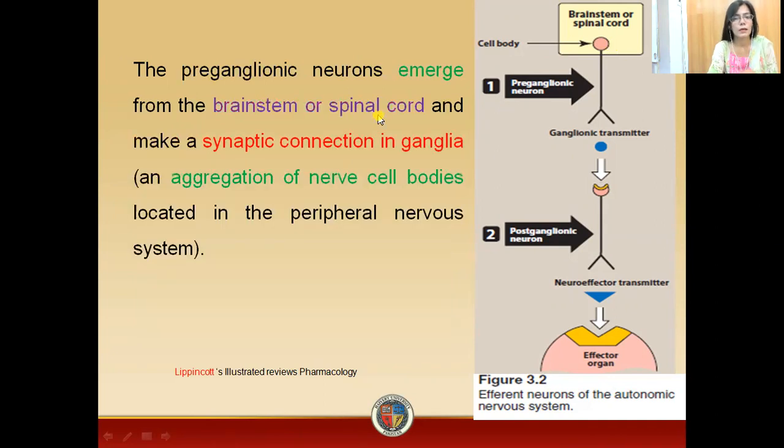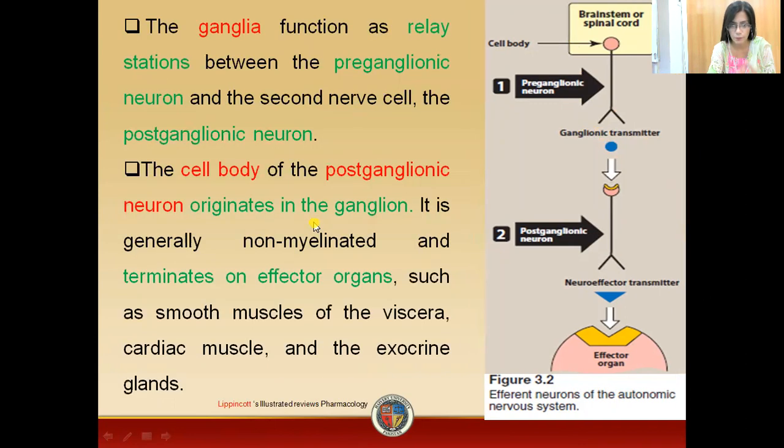Now, your preganglionic neurons emerge from the brainstem or the spinal cord and make a synapse or connection in the ganglia. This blue color is representing the ganglia. What is a ganglion? You already know that ganglia are aggregates of nerve cell bodies. The ganglia act as a relay station, a connection between the preganglionic neurons and the postganglionic neurons.